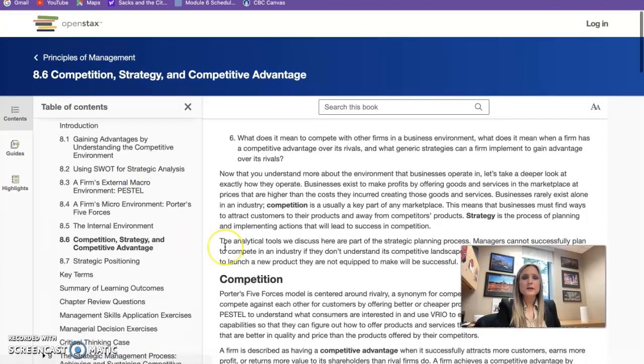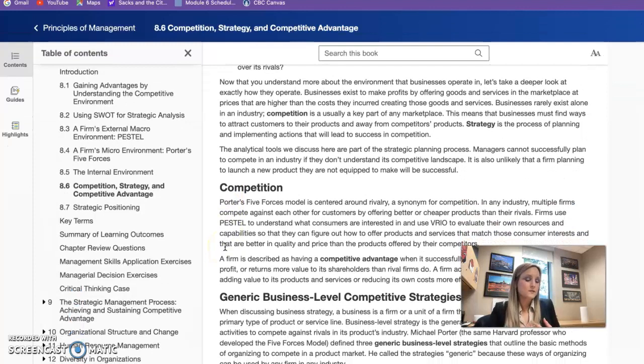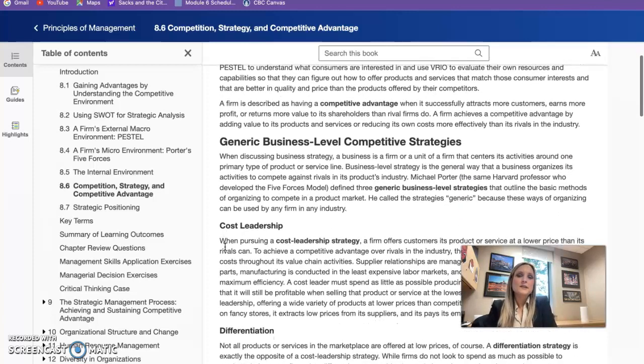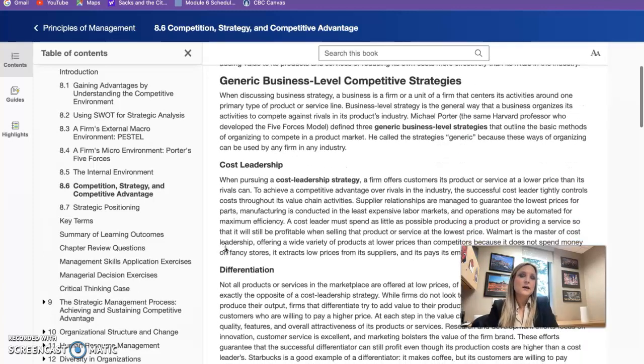It talks about competition. Competition is a key part, especially in our capitalistic society. It's a key part of any marketplace. So strategy is important, the process of planning and implementing. That's kind of what this chapter leads to. We've got SWOT, we've got the PESTLE, and it talks about some generic business level competitive strategies, outlining the basic methods.